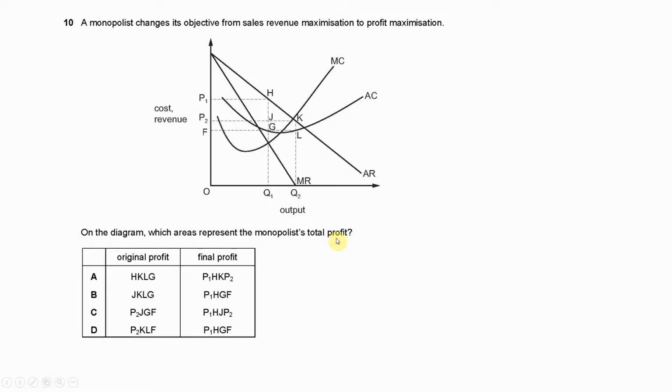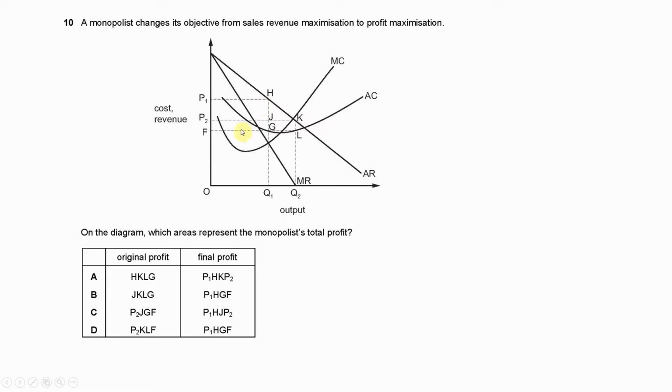Okay, so again, profit is total revenue minus total cost. And in these graphs, we always take the price times quantity at that given level. So this is the total revenue of the sales revenue, P, K, Q2, O, this square here. And then we subtract away the cost. So at this quantity, the costs are F, L, Q2, O. So that gives you the profit area here. And compared to this, the profit at Q1 is going to be price times quantity. So this area, P, H, O, Q1, and then we subtract away this area, P2, J, Q1, O.